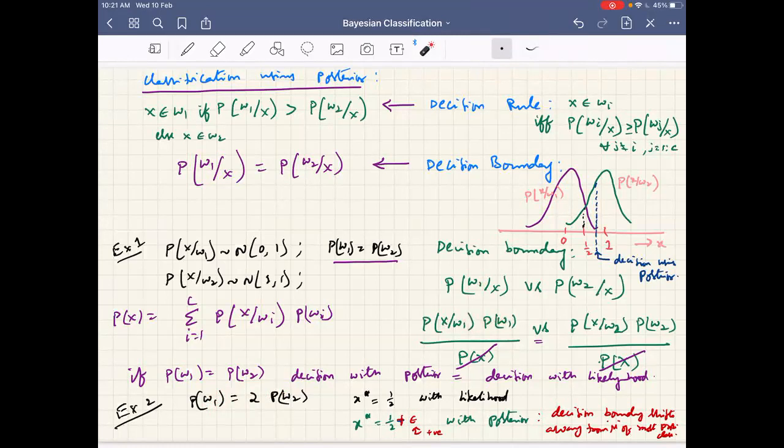Is this clear? So we are saying that even if this particular feature looks more like omega 2, I have more confidence that this is in omega 1. That is why the prior also plays an important role.